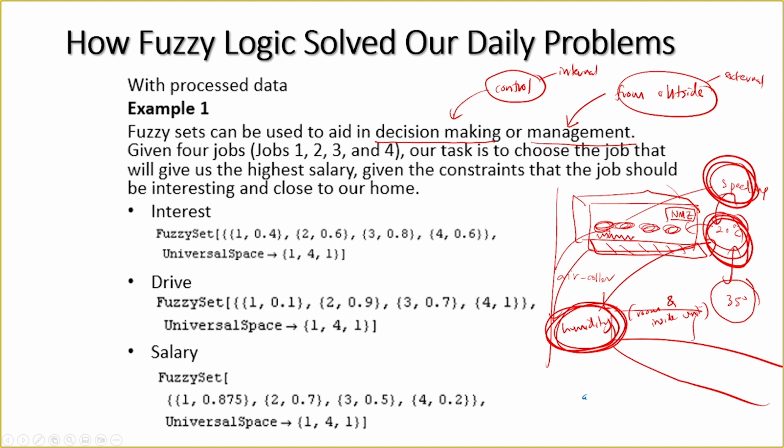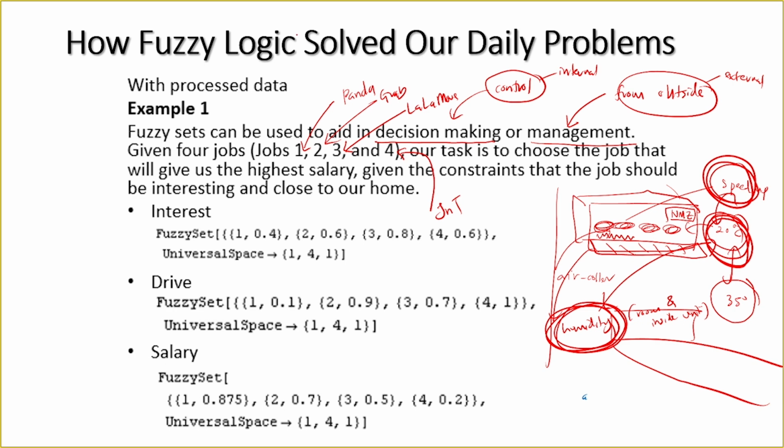Okay, so then we do have an example over here, given 4 jobs. For example, job number 1 is very subjective. It could be Panda, it could be Grab, it could be Lala, Move. What else? This one is JNT. So our task is to choose the job that will give the highest salary, given the constraint that the job should be interesting and close to home.